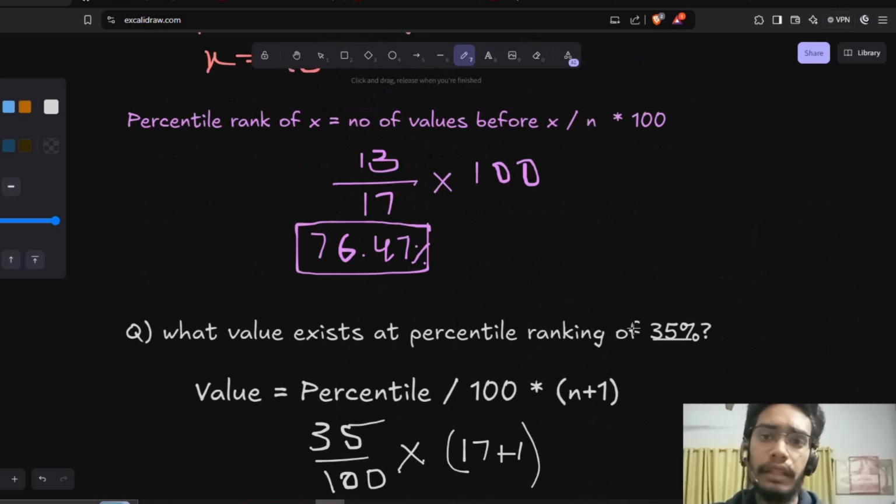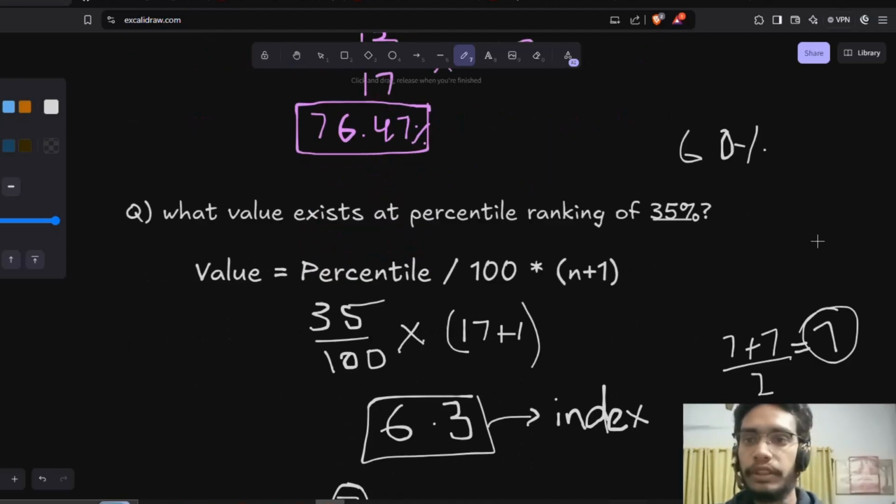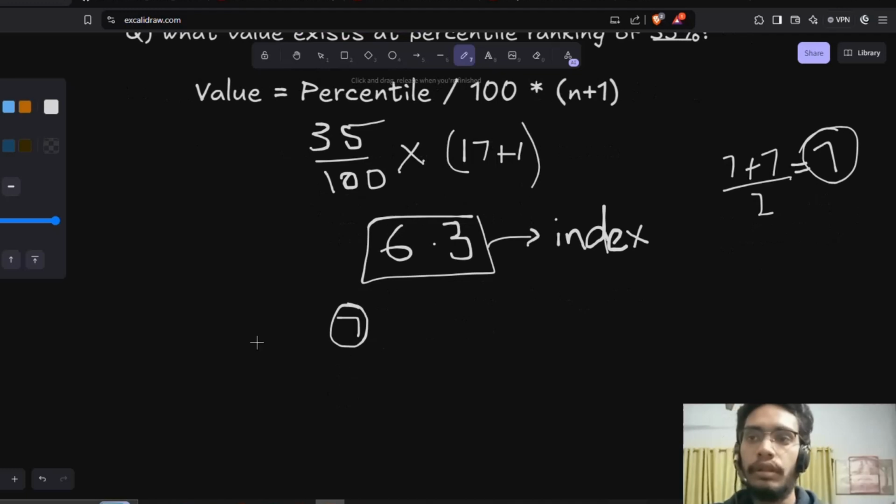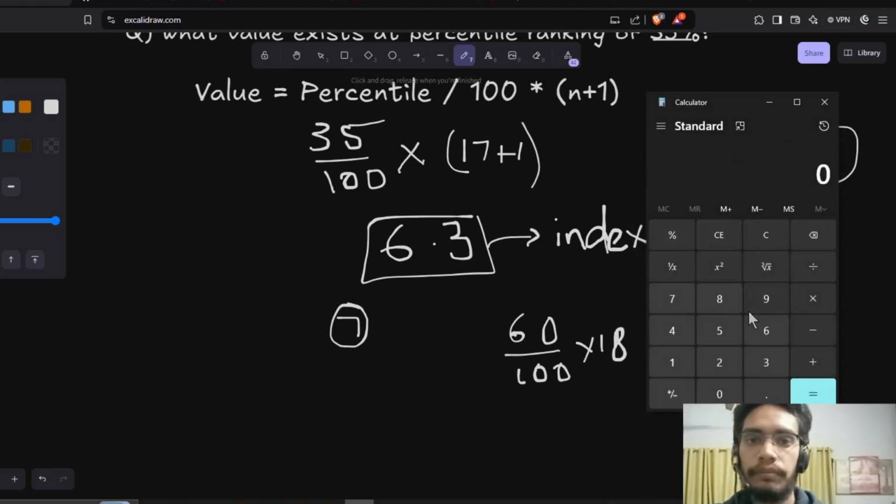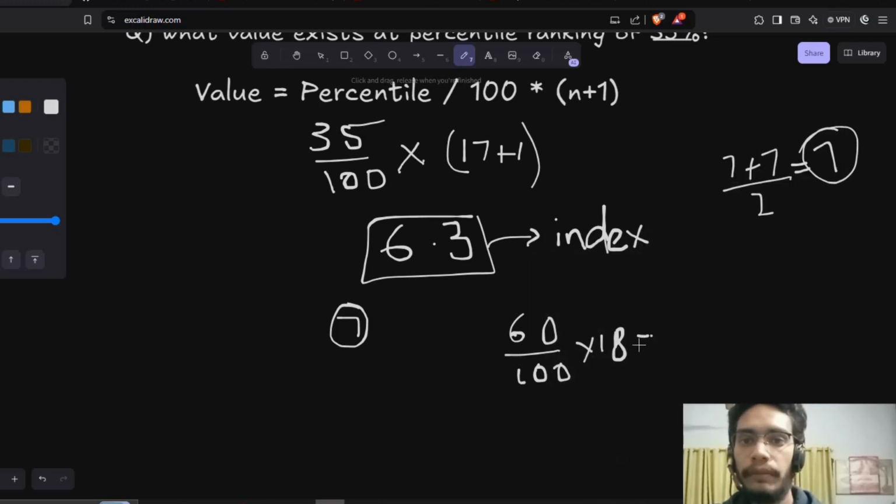You can take any other percentage. Let's say you can calculate for 60%. That's easy. You can just do 60 divided by 100 multiplied by 18. So this is 10.8. What we got here is a 10.8 index, right? So this is the index value, not the actual value.